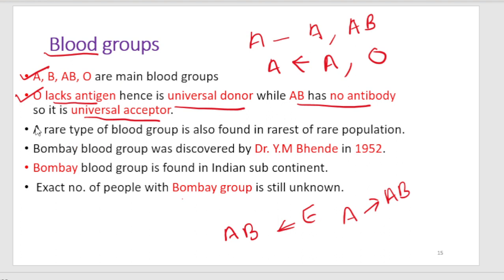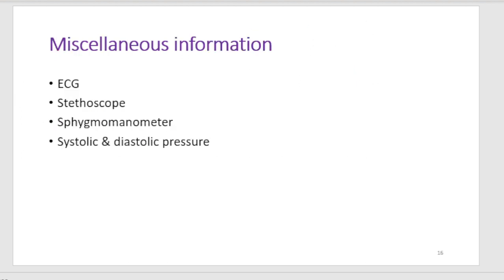There is another blood group that is also found, which is the rarest of the rare, found in the Indian continent, that was discovered by Y.M. Bhende in 1952. It is called the Bombay blood group. They are also demanding that their blood group be included in this category, so that they don't face any problem in blood transfusion. Then there is some miscellaneous information, like ECG, electrocardiograph.